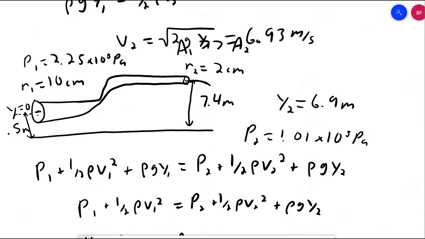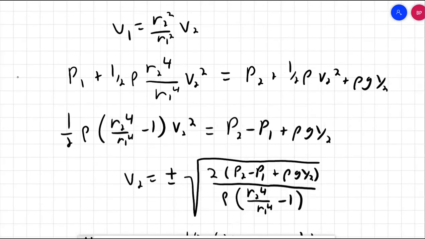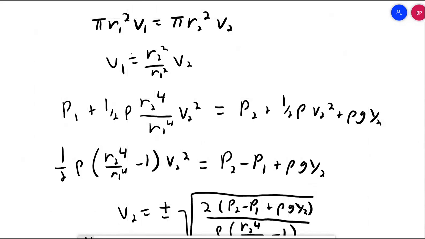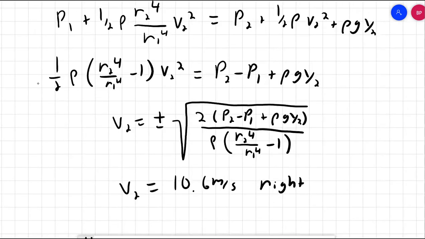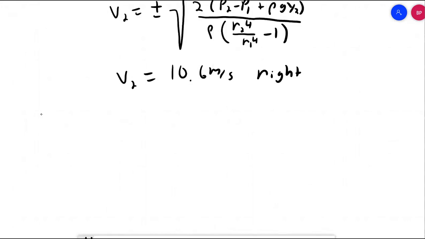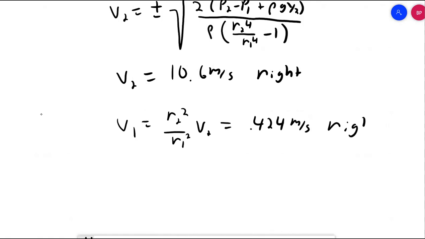But we still have to solve for V1, the velocity on this side of the pipe. All right, so now that we have V2, we can plug this back into our equation here. So our V1 is R2 squared divided by R1 squared times V2. And so if we plug in our radii, we'll find that V1 is 0.424 meters per second. And it is also moving to the right. Okay, so we found everything that we needed.